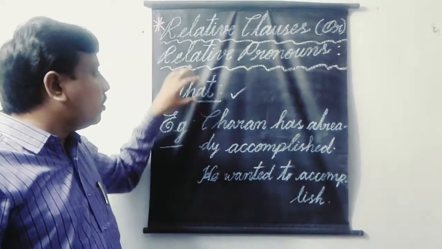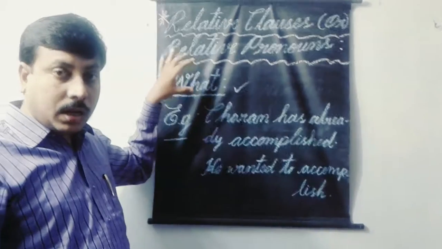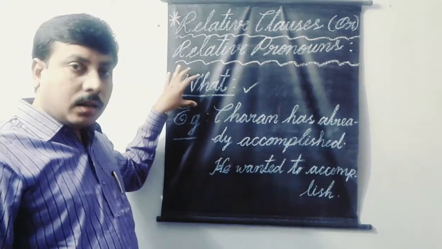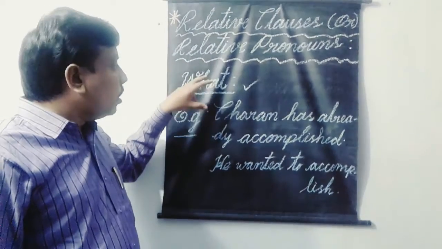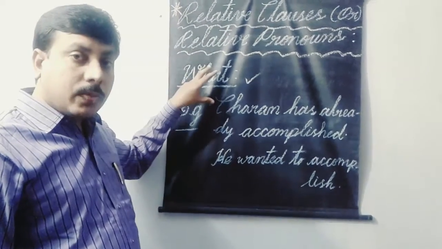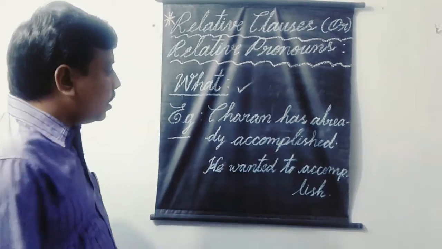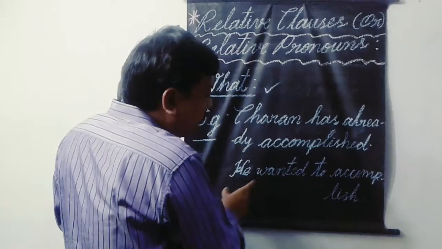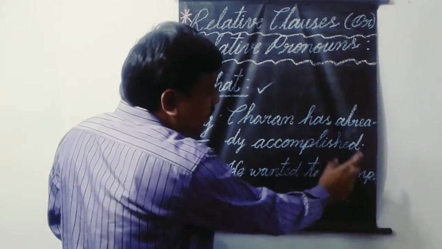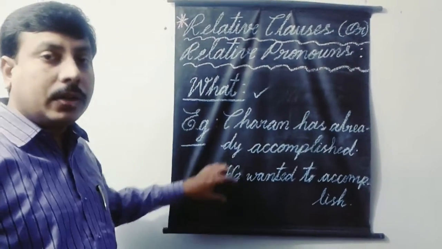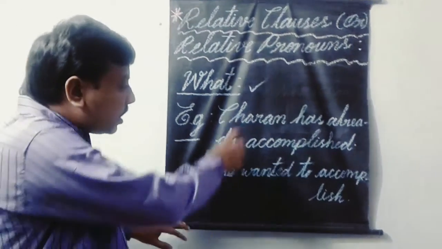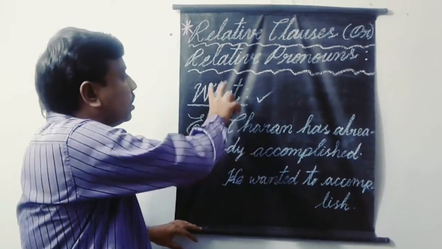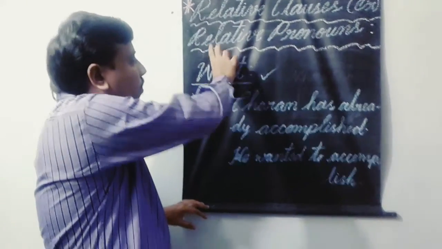front of the relative pronoun what. In front of the relative pronoun what, we need not use the noun. Charan has already accomplished what he wanted to accomplish. What he wanted to accomplish. In such a way, we can join these two events by using the relative pronoun what.